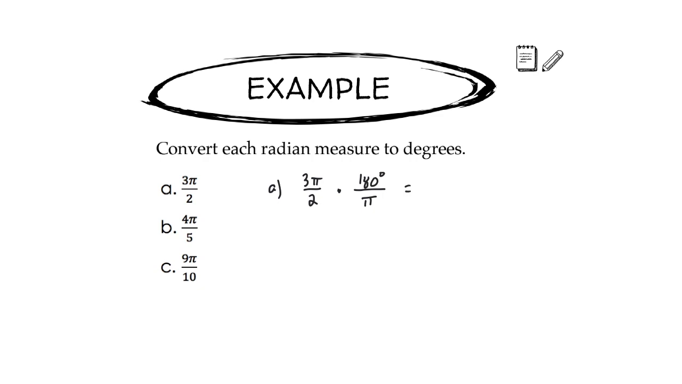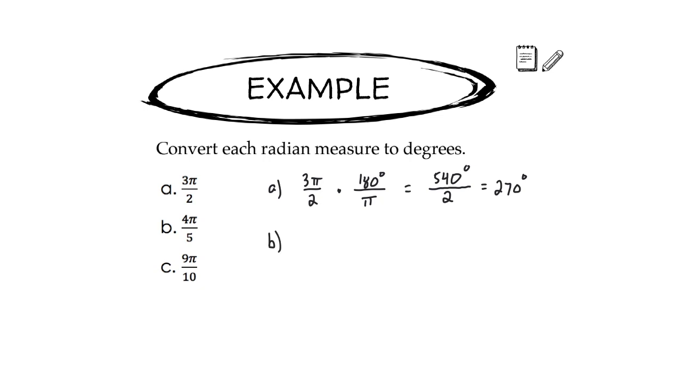This time, when I do the multiplication, I get 3 times 180 is 540, and that's going to be in degrees. And I'm not going to write the pi because the pi in the numerator will cancel with the pi in the denominator. I will have a 2 in the denominator, and 540 divided by 2 will give me 270 degrees. Notice that I write a unit on my answer this time, where previously I wasn't writing a unit because radians is a unitless measure.